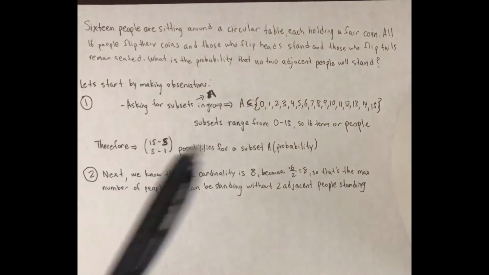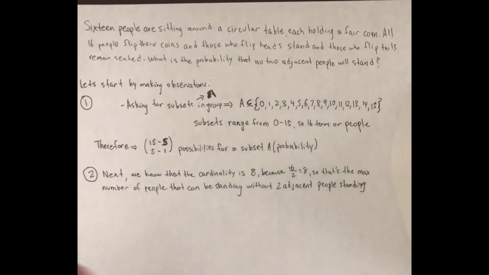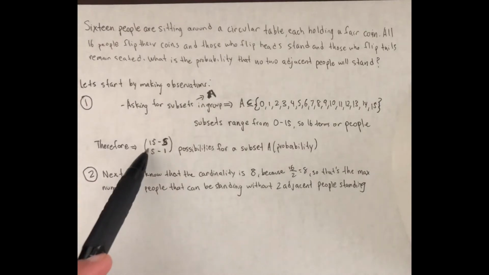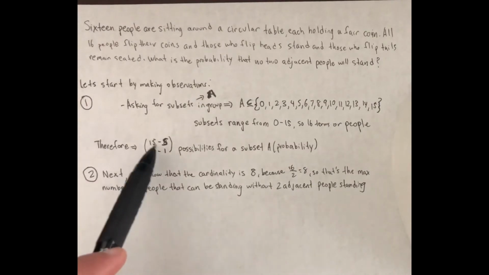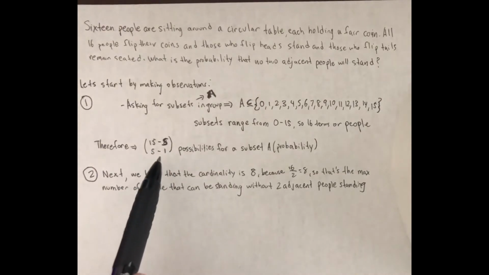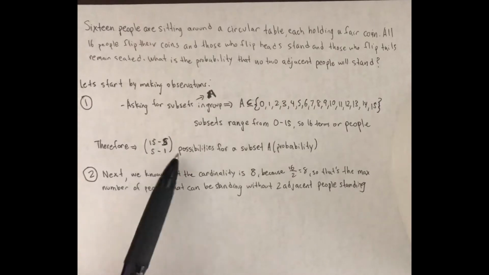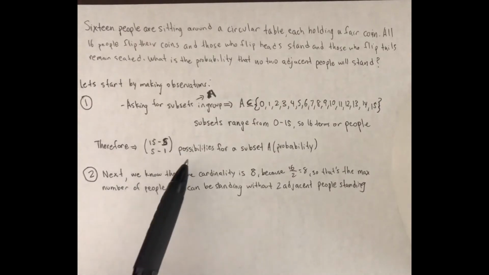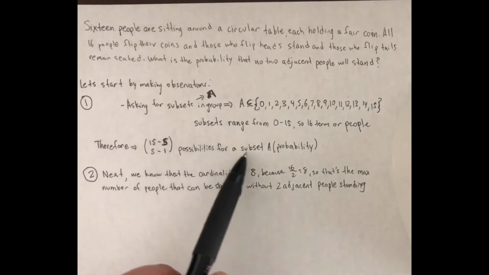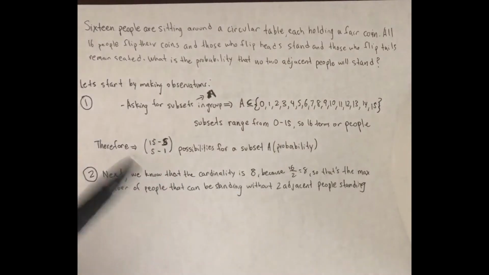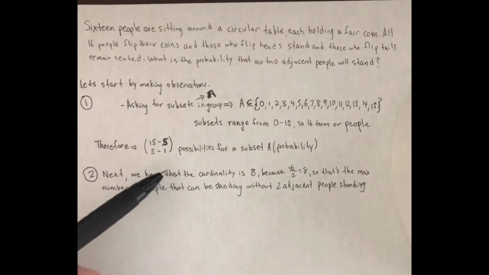So therefore, from that given set, we can figure out that the sigma notation we can derive from this is 15 minus s and s minus 1. So we can use factorials to solve this. These are the possible outcomes for subset A. So it's a probability. So 15 minus s and s minus 1. So that's the first observation.